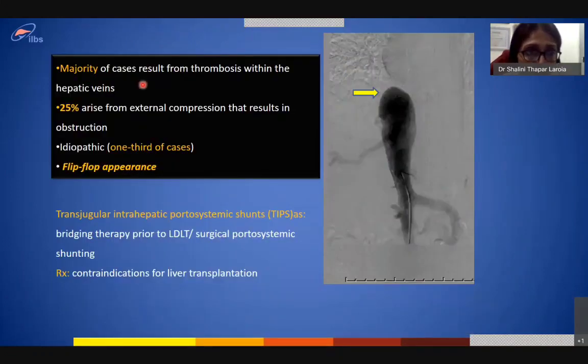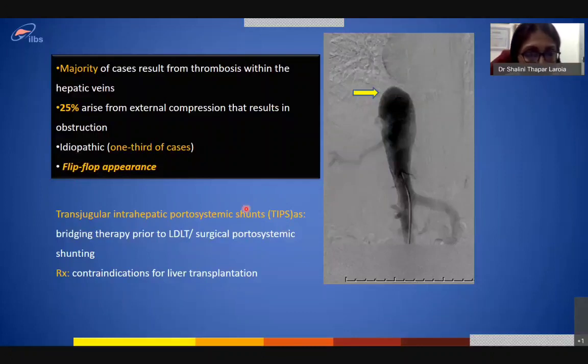Majority of cases of Budd-Chiari result from thrombosis within the hepatic veins, whereas 1/4 arise from external compression that may result in obstruction. So any external causes like tumors or other reasons with which the liver expands can sometimes compress the IVC or the hepatic veins and lead to a secondary form of a Budd-Chiari or a HVOT or a hepatic venous outflow tract obstruction. 1/3 of cases almost are idiopathic, and that's what you will see in your real clinical practice. And the flip-flop appearance is nothing but just the name that I showed you for nutmeg liver.